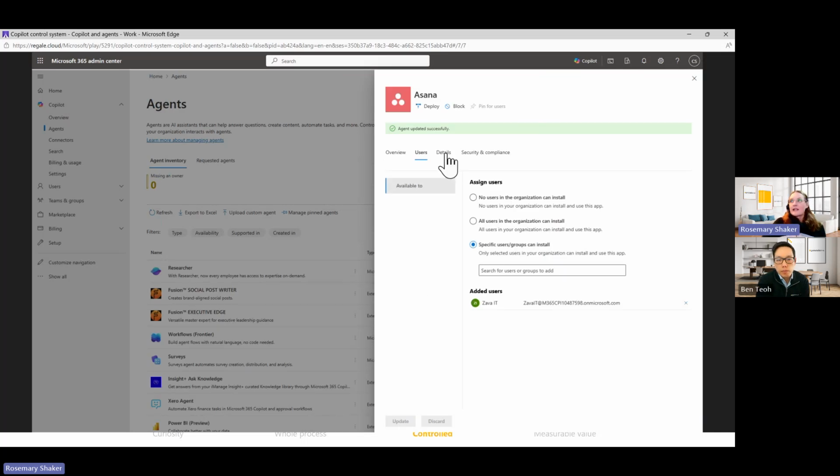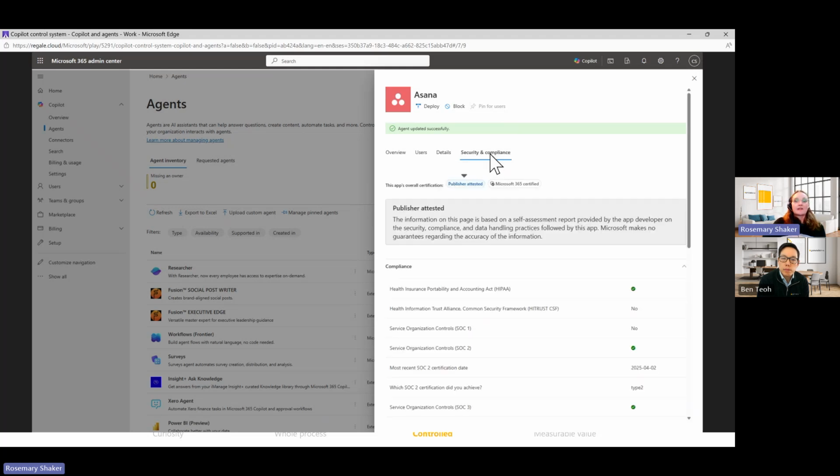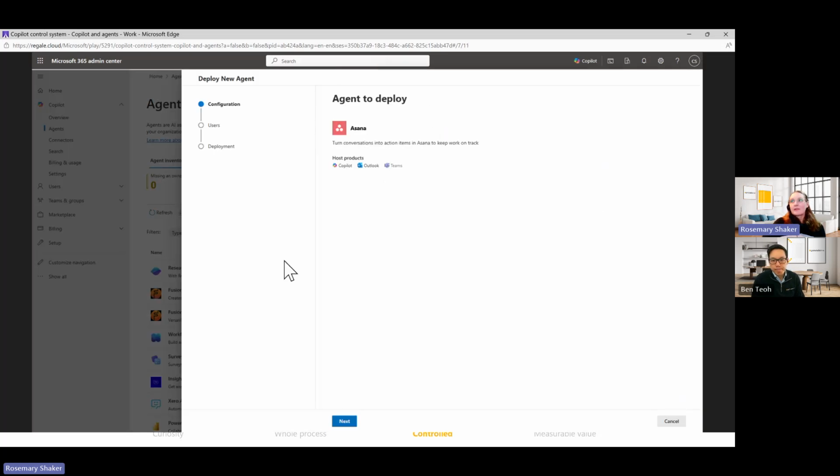Then we can come in and look at, again, the details of that. So we can see the capabilities and the knowledge sources. We can look at the security and compliance, so what we've got set up for that. Come back again to our users, and then we can deploy that agent. And we can run through again that deployment process as well.